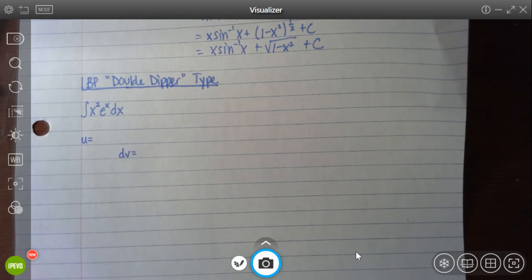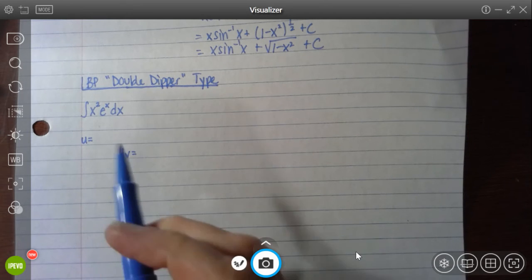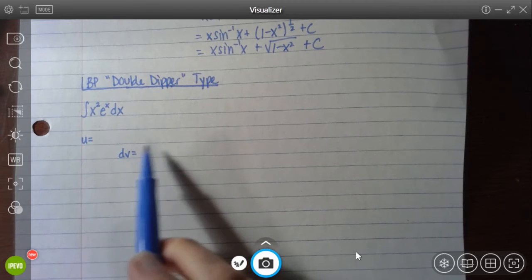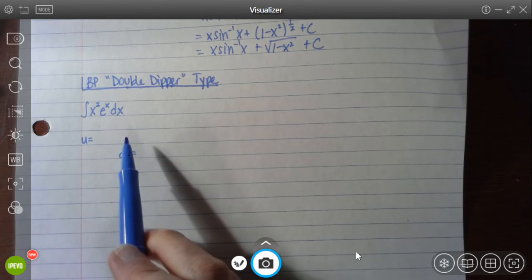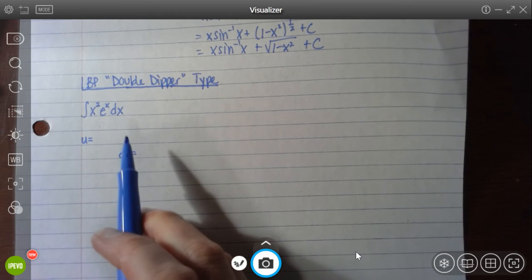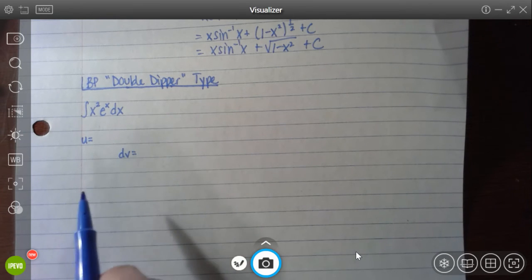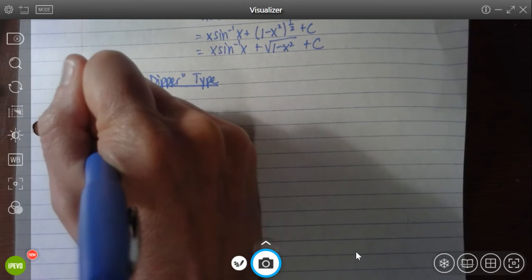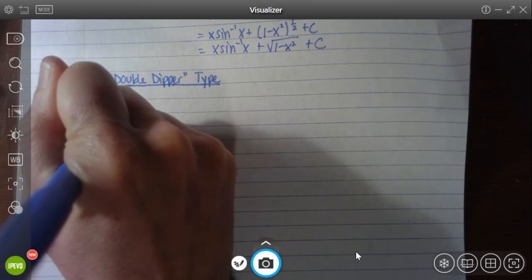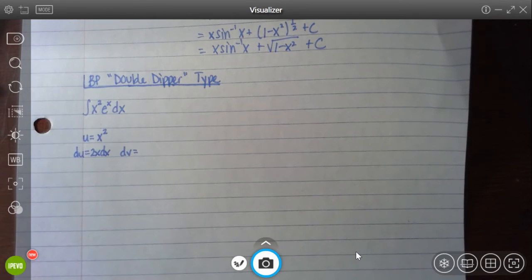And again, I want my u to be something I can easily differentiate, and I want my dv to be something that I could easily anti-differentiate. So if I were to let dv be the x squared piece, when I anti-differentiate, I'm creating an x cubed, and I'm not really making my life any better by raising that to an x to the 3rd power. So for this problem, I'm going to let u equal the x squared, because I could easily differentiate that and find out that du would be equal to 2x dx.